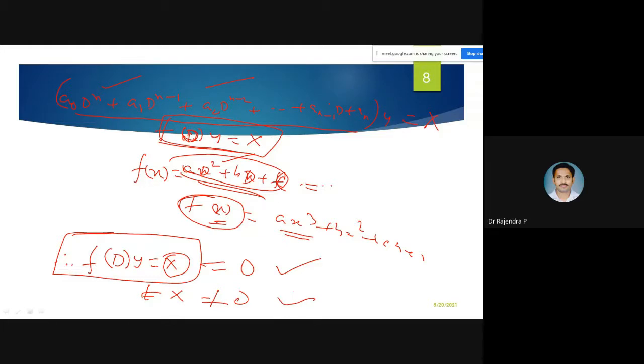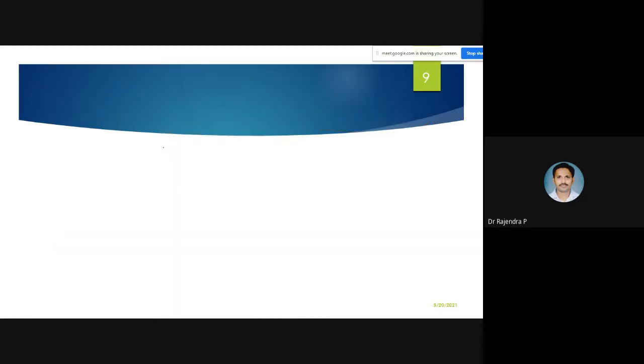How to solve these differential equations? To solve these differential equations, let me start with the homogeneous form. Homogeneous form means I don't want to take x first: f of d into y is equal to 0 form. So I want to consider this. To solve my differential equation, I am just assuming that there is no x, so I am just considering the homogeneous differential equation.